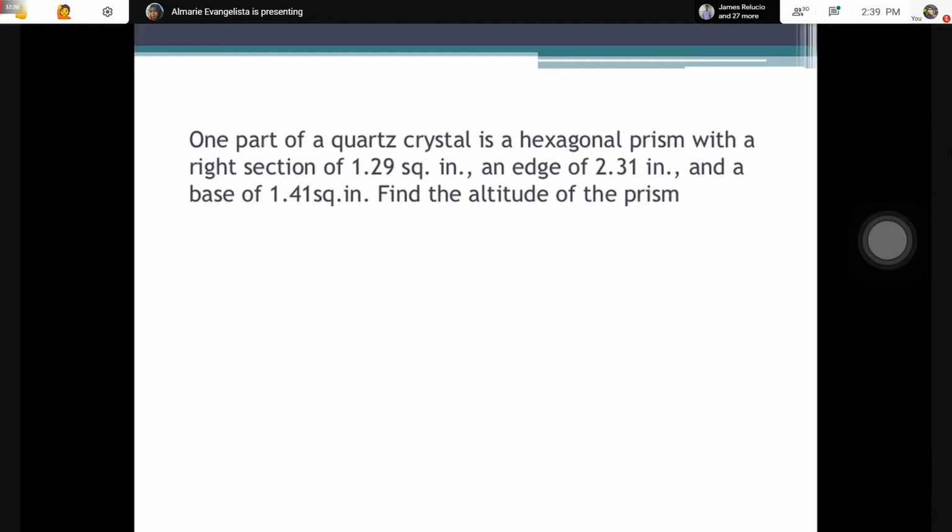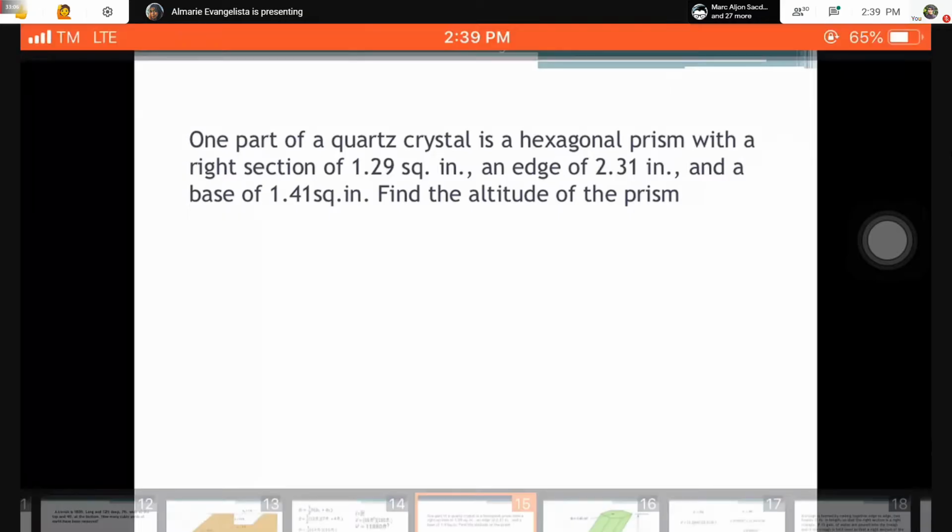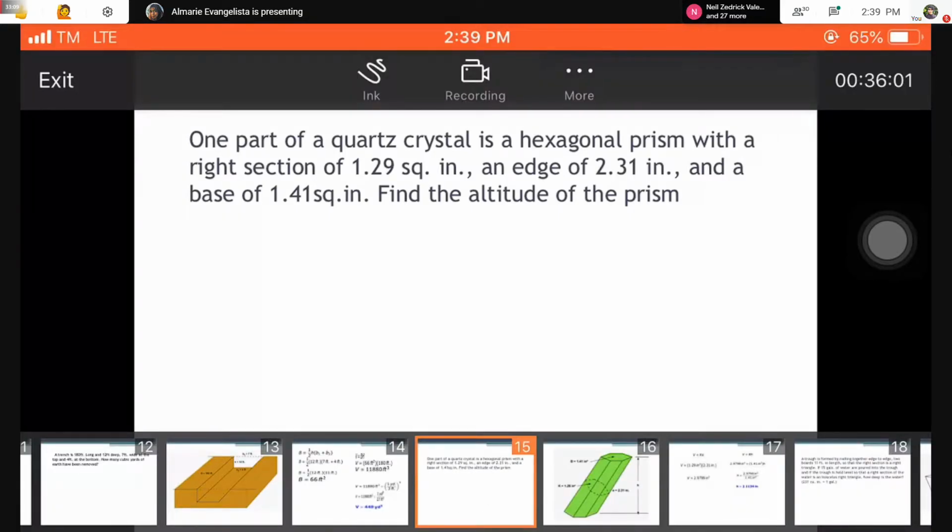So, ang prism na binigay is hexagon. And merong nabanggit na right section. Yung right section, this is a section made by a cutting plane that is perpendicular sa axis ng prism. So, imagine mo meron kang hexagonal prism tapos nag-cut ka ng portion nun. Yung portion nun, perpendicular siya lagi dun sa axis ng prism. So, eto yung pinaka-figure natin.